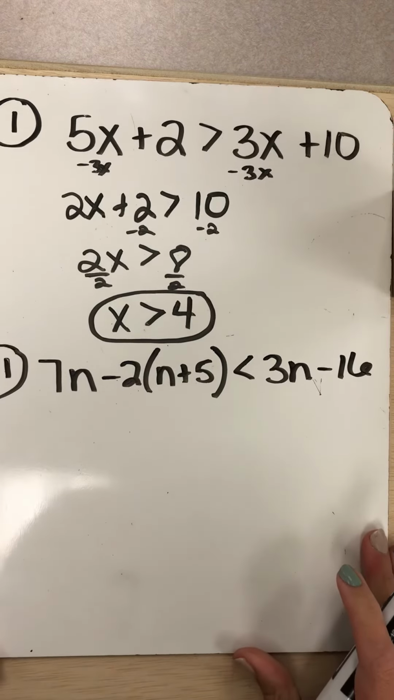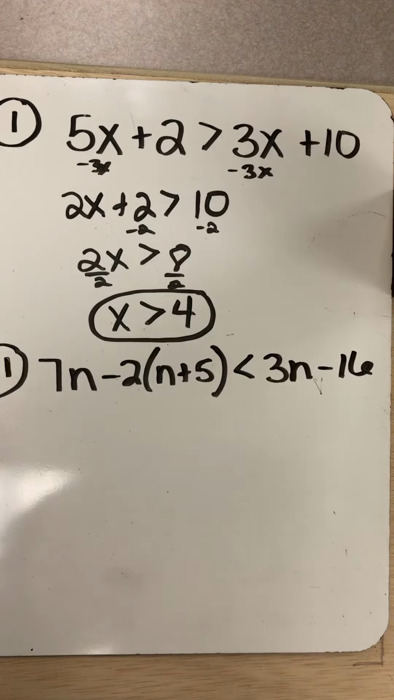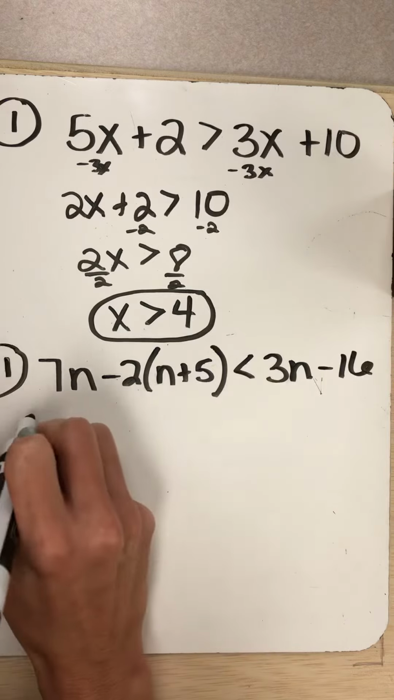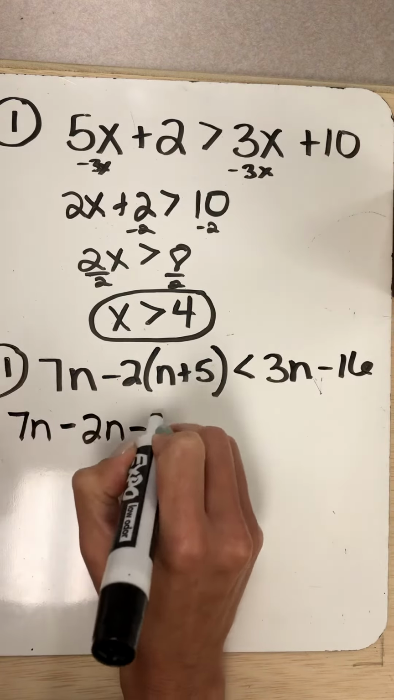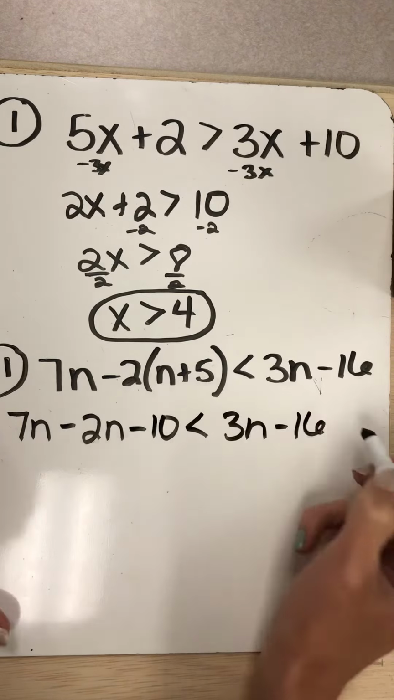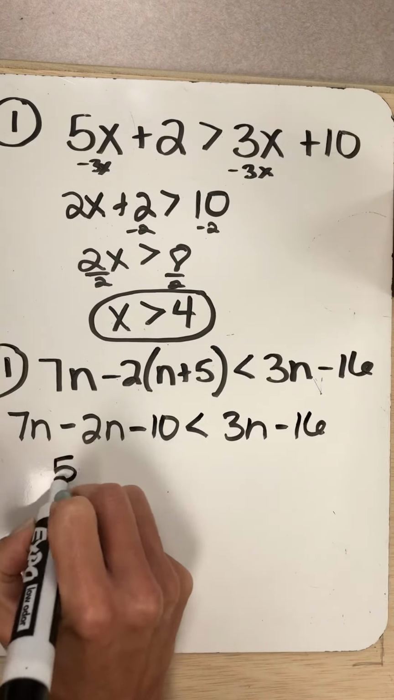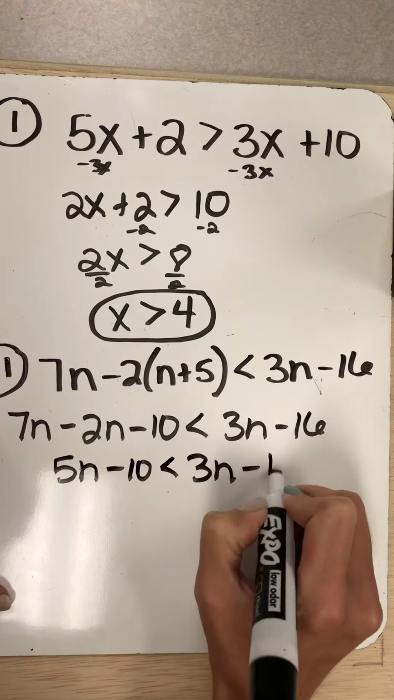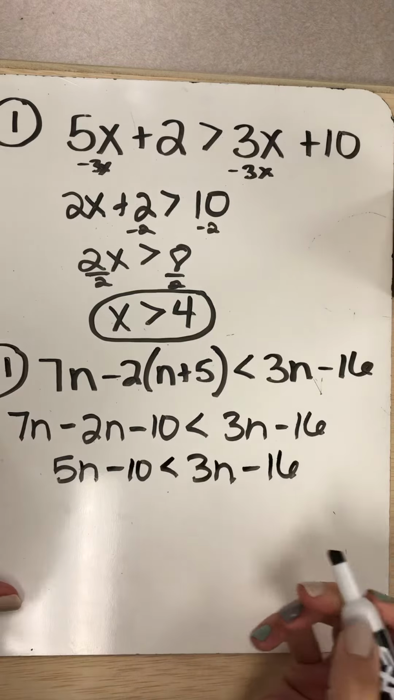All right, let's go on to number 7, which is a little more complicated. But again, I'm treating it just like an equation. I'm going to distribute out to get rid of those parentheses. I have 7n minus 2n minus 10 is greater than 3n minus 16. I'm going to simplify my left side. 7n minus 2n is 5n. I'm going to get my variables on the left side, so I'm going to subtract 3n.